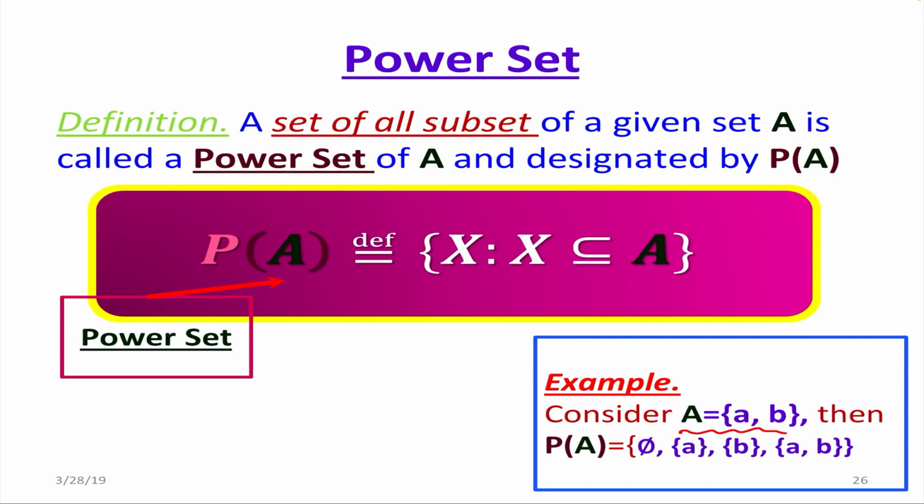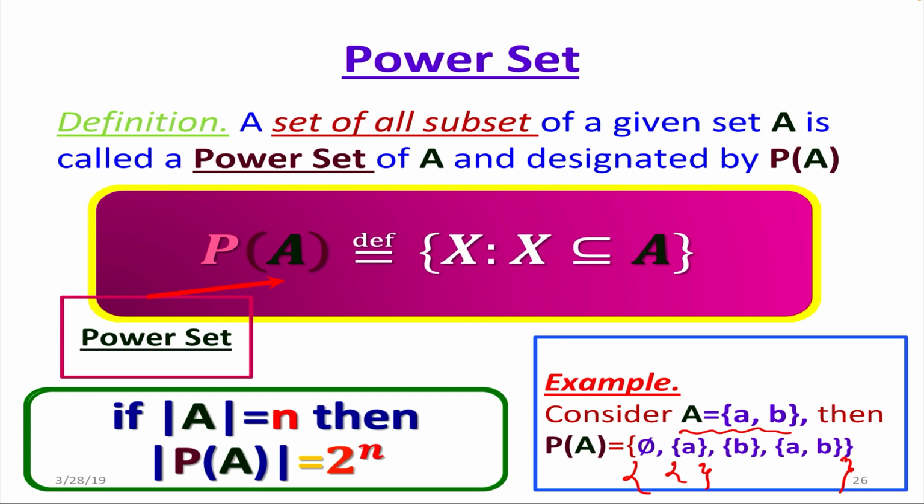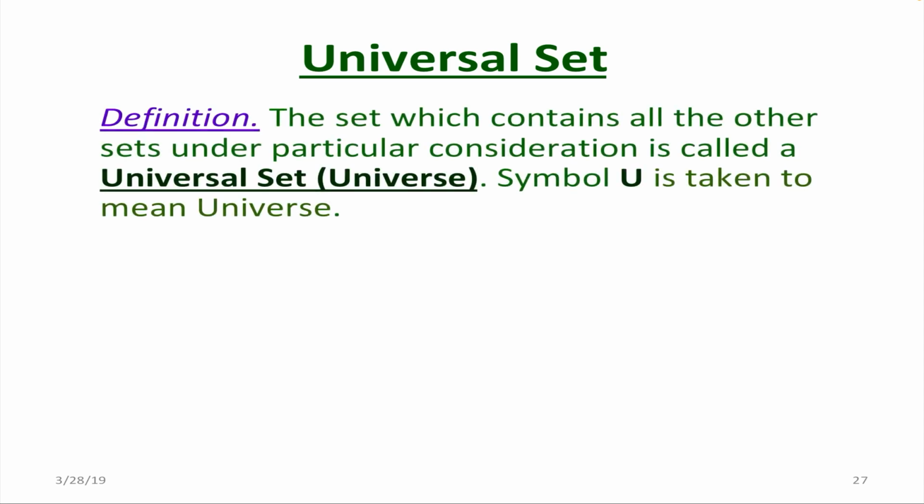For instance, consider set A containing a and b, two elements. Then the power set P of A is going to be the empty set, the singleton sets {a} and {b}, and the set A itself. So only 4 elements. Notice that the elements of the power set are sets themselves. That's why we're using the curly brackets. If the cardinality of the set A is n, then the cardinality of the power set is going to be 2 to the nth.